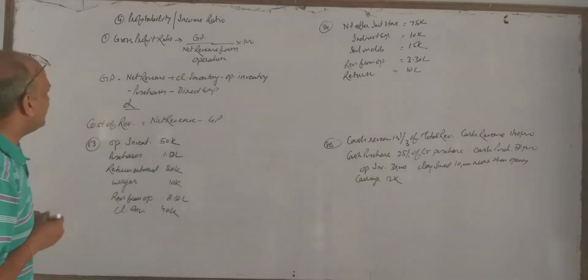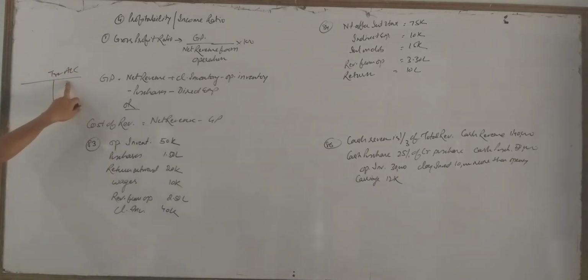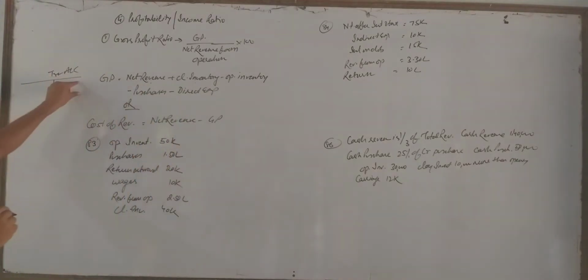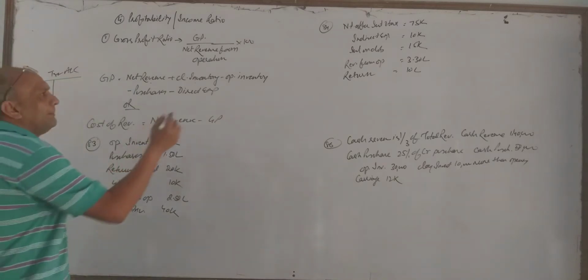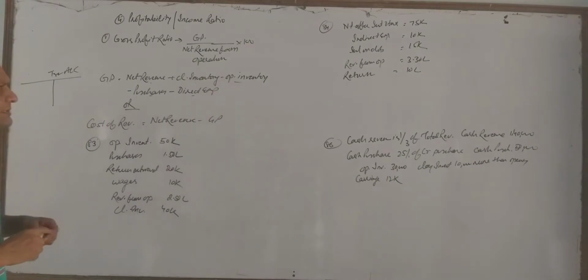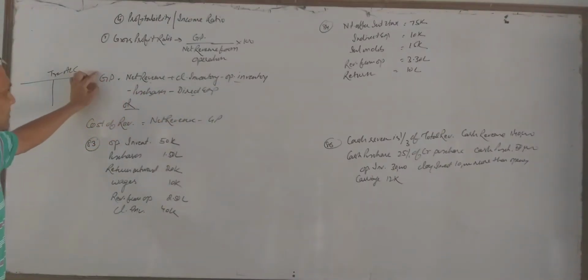How to find gross profit? Gross profit we are going to find from the trading account. In the trading account, the debit side has opening stock, purchase, expenses, and the credit side has sales and closing stock. The same thing I am using: net revenue plus closing inventory, two items of the credit side of trading account, minus opening inventory, minus purchase, minus direct expenses. These are debit items of the trading account. We will be able to find out gross profit by using trading account items.